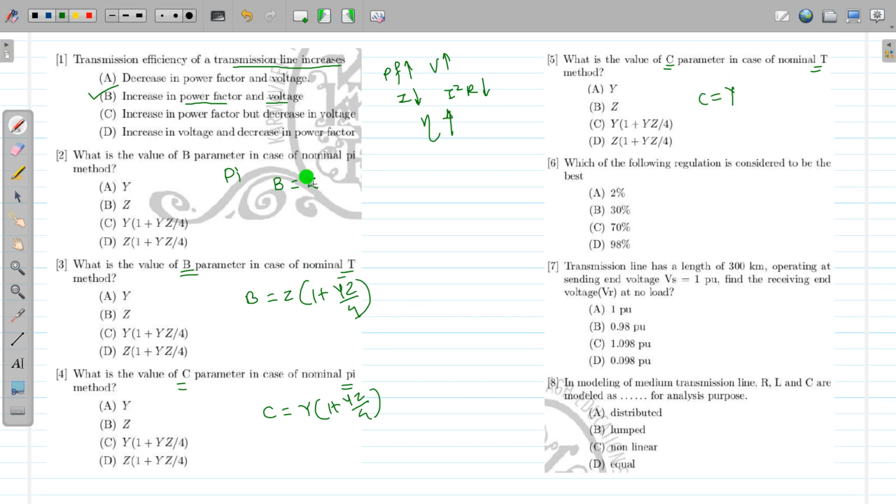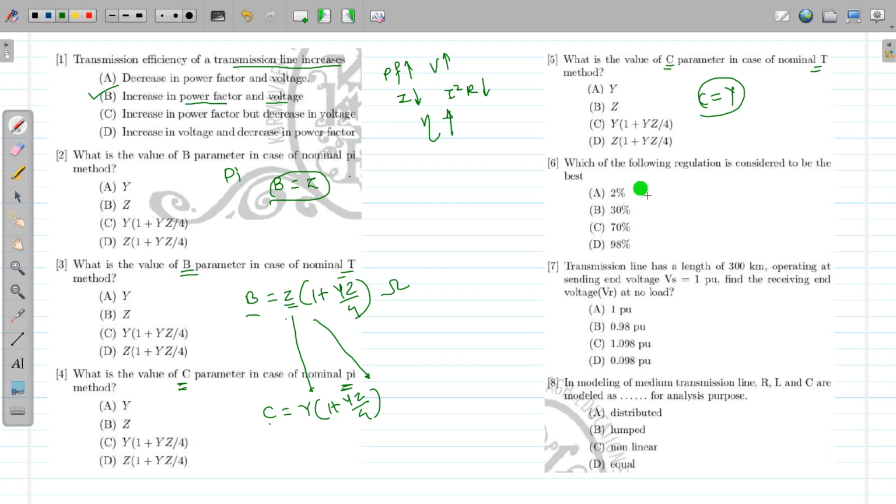If you observe here, B is equal to Z in the pi model, and here C is equal to Y in the T model. Here B is equal to Z into 1 plus YZ by 4, so its unit is ohm. Z unit will be cancelled and the unit is ohm. Here the same term appears, but Z is replaced by Y when we are taking the pi model to calculate the C parameter in the transmission line.